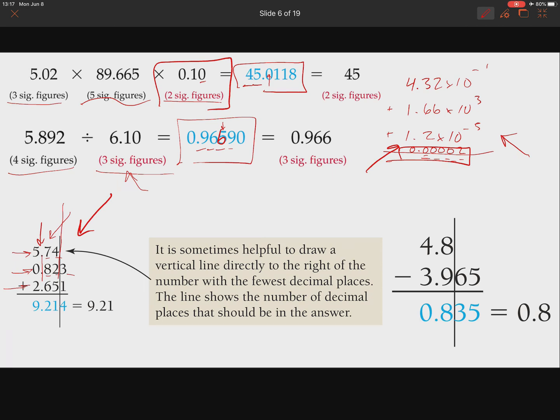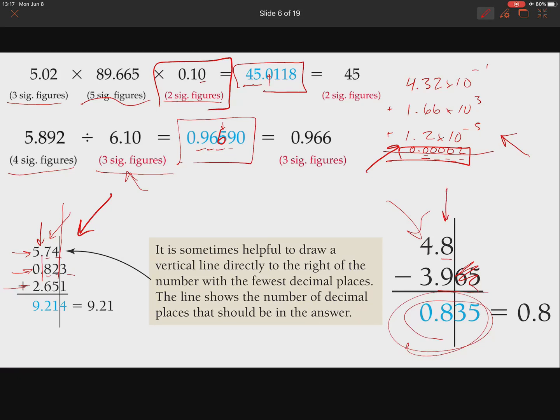So that's an addition problem. Here's a subtraction problem showing you the same thing. 1 place past the decimal, this one goes 3 places past the decimal. Don't look at the numbers and go, oh, this one only goes 2 places past the decimal or 1 place past the decimal, I shouldn't use these numbers. You still use all your numbers, and you still just get your answer first, then trim it down.